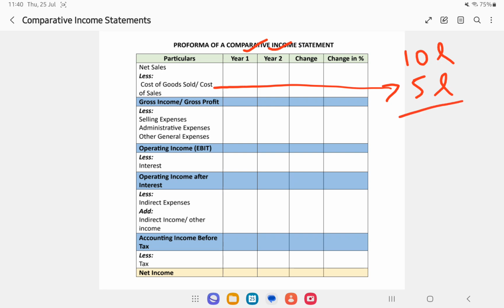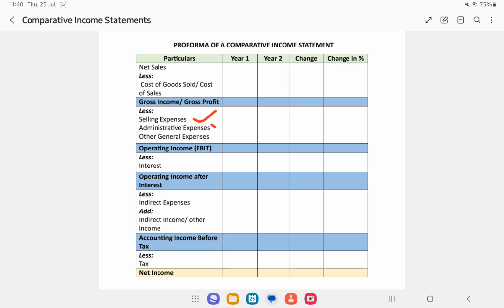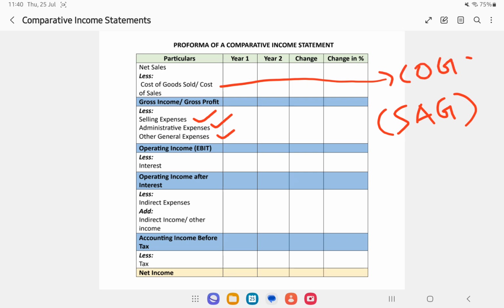Then what is our gross profit? 10 lakh minus 5 lakh rupees. I think that is clear to you. After calculating that, we will go to the next part where we deduct selling expense, administrative expense, and general expense. This part is called SAG. This is how American people remember this part. It is called SAG, and this part is called COGS, cost of goods sold.